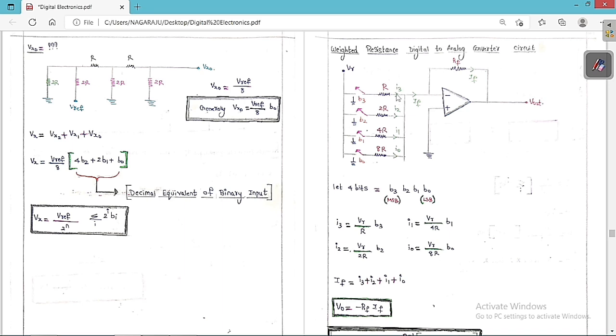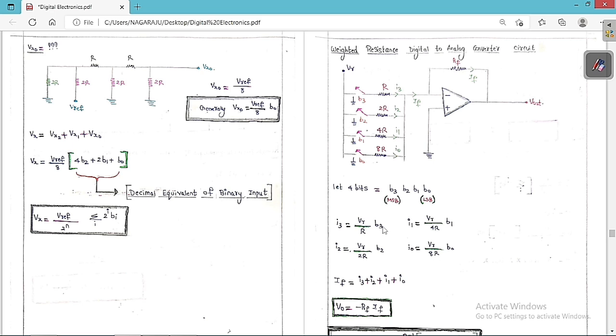Then what is the current I3? I3 is equal to VR by R, because this is 0 volt, so the voltage difference is VR minus 0, which is VR by R. But we have to multiply by the general expression B3. Therefore I3 is equal to VR by R into B3. Whenever B3 is on, meaning B3 is equal to 1, then only current will flow. Otherwise the current flow is 0.